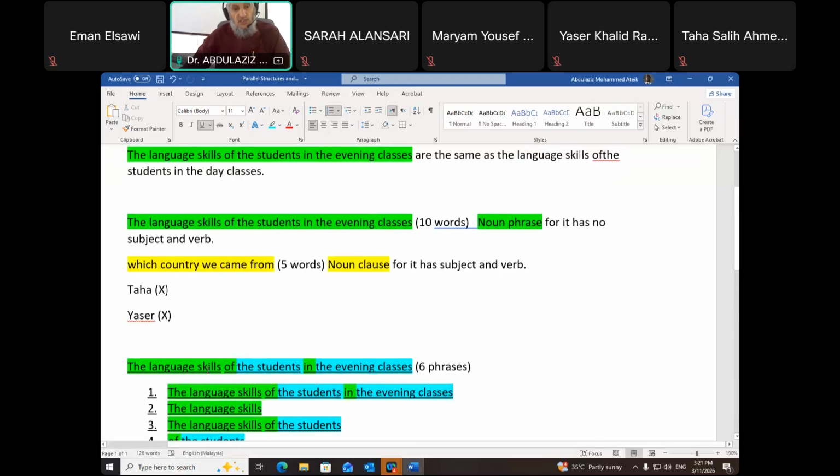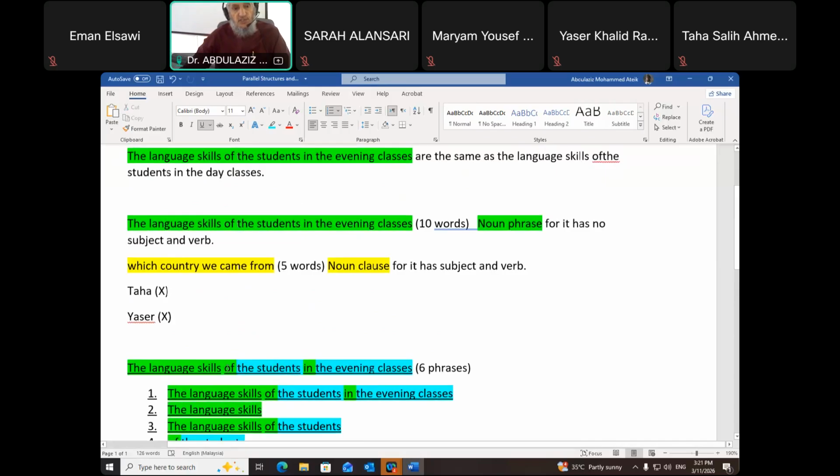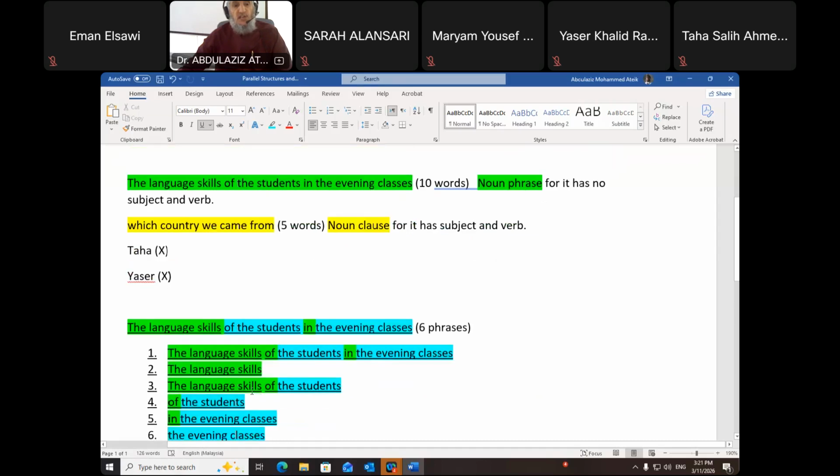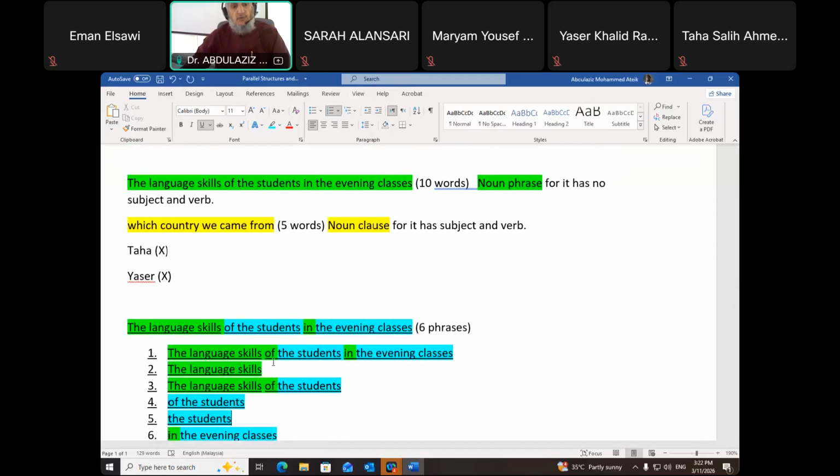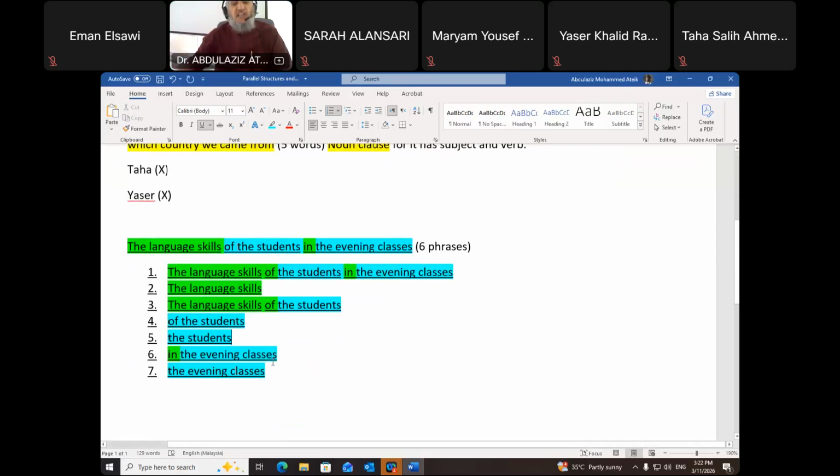The language skills are, no, this one is not here. Okay. Yes, and here we have the students. Look how many, and here we have the evening classes, correct. Okay, see how many? 7 phrases in one phrase.